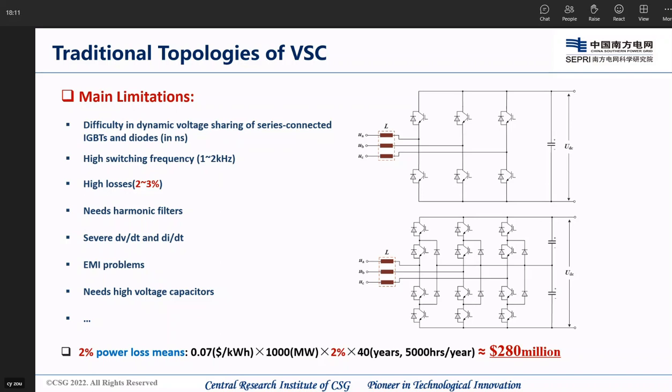Sadly, the frequency is not high enough, so we still need harmonic filters, although fewer than LCC. In addition, we will have severe dv/dt and di/dt issues because the switching process of IGBT is much faster than thyristors. Consequently, it will cause EMI issues. Due to these limitations, the capacity of VSC was much smaller than LCC for a long time.